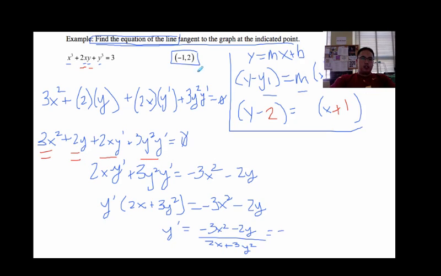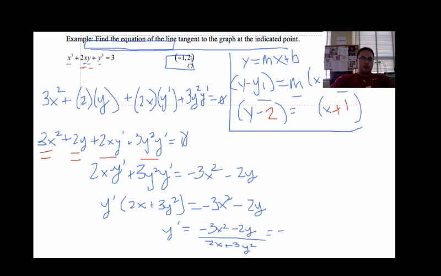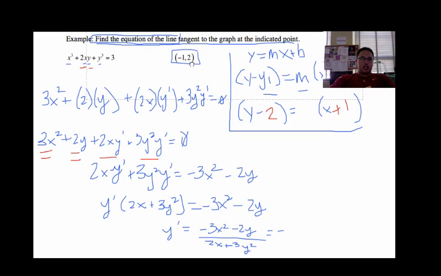So because my original problem has a negative 1, 2, everywhere I see x, I'm going to put negative 1. Okay? And everywhere I see y, I'll put 2. You can take a moment to write that down. I'm writing it down, but it's pretty slow on my mouse.